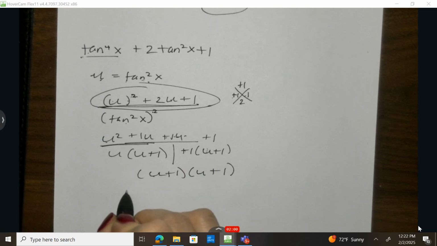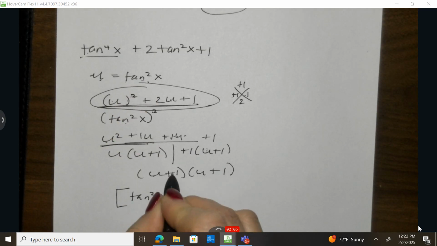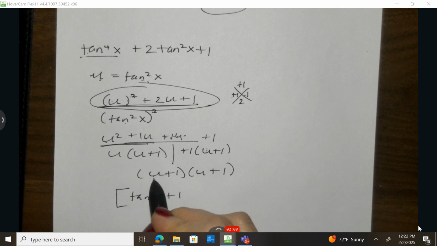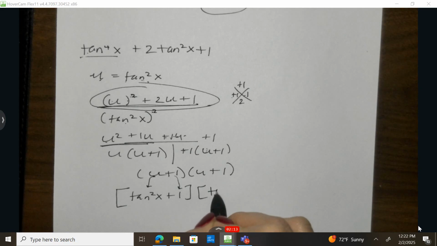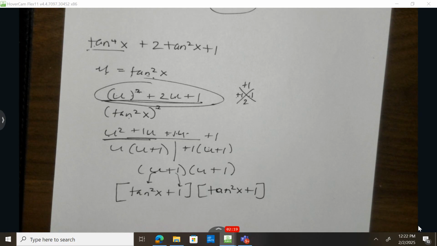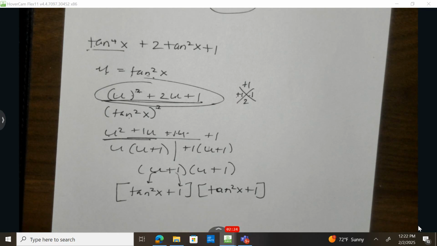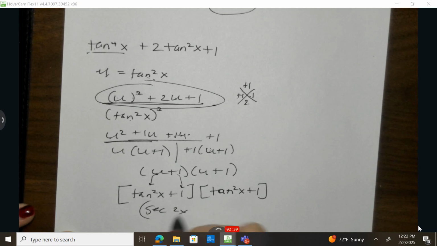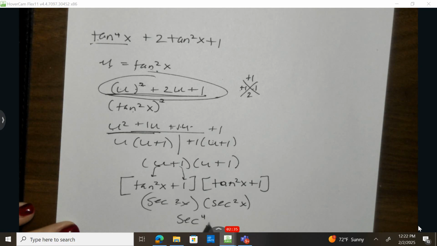Now what is u? Well, u is essentially tangent squared x plus 1. This is the tangent squared x, and here's your plus 1. And I'm going to write that down twice. Tangent squared x plus 1. And then I go back and I was like, oh, tangent squared x plus 1, remember that's equivalent to secant squared. So this is equal to secant squared x times secant squared x, which essentially is secant, keep the base, add the exponents, secant x to the 4th.